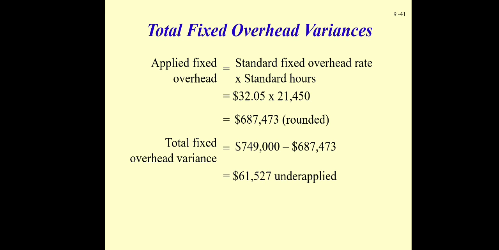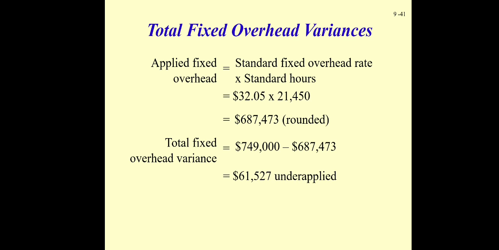Okay, this is the total fixed overhead variance calculation. Applied fixed overhead equals standard fixed overhead rate times standard hours. So the rate is $32.05 times the standard hours, 21,450. The total number is 687,473 rounded. This is the applied fixed overhead.